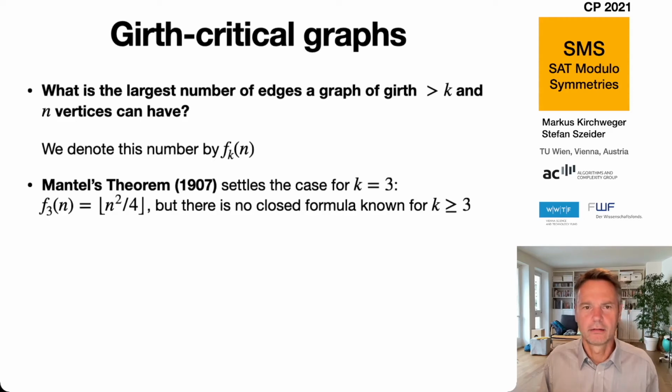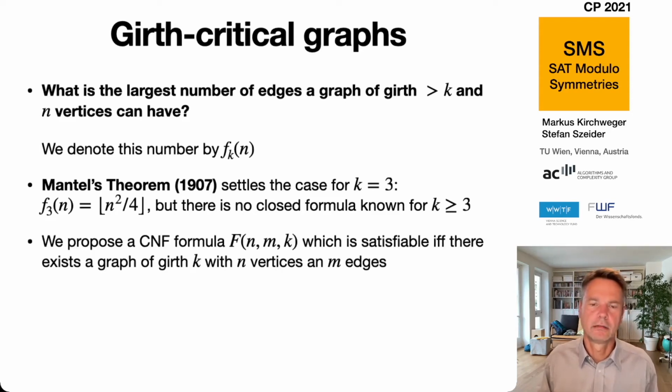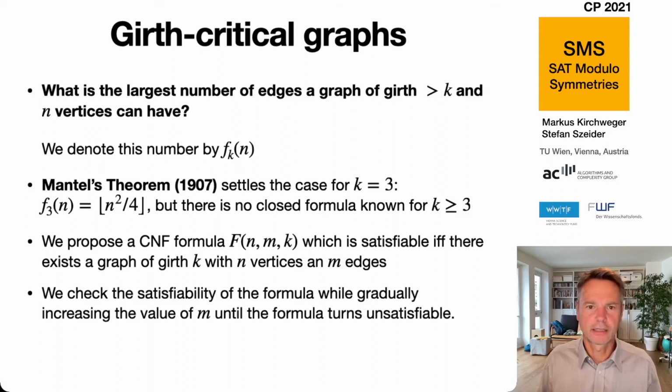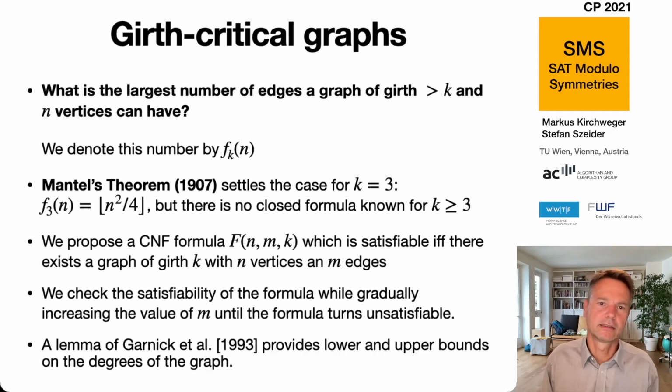And there is actually a theorem by Turán that's more than 100 years old, which settles the case for k equals 3. However, for k is 4, 5, and so on, no closed formulas are known. And now we propose a CNF formula, f, that depends on n, m, and k, so the number of vertices, the number of edges, and this girth lower bound, which is satisfiable if and only if there exists a graph of girth k with n vertices and m edges. And now we can check the satisfiability of these formulas with gradually increasing the value of m until the formula turns unsatisfiable. And with a lemma by Garnick et al., we can get some lower and upper bounds on degrees of the graphs, which helps us to bound the search space a little bit.